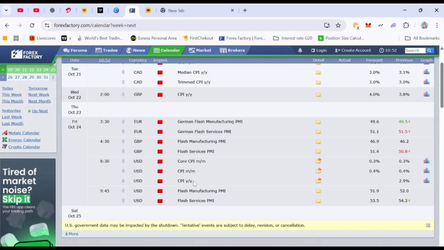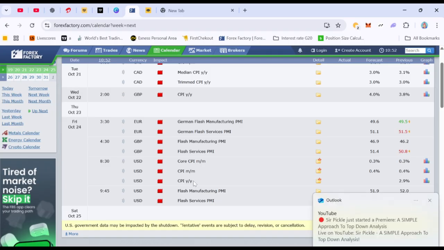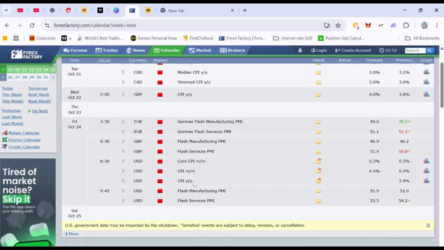So this is the analysis I have for the economic calendar. Pay close attention to this information we have here.